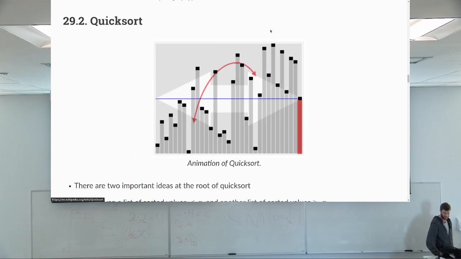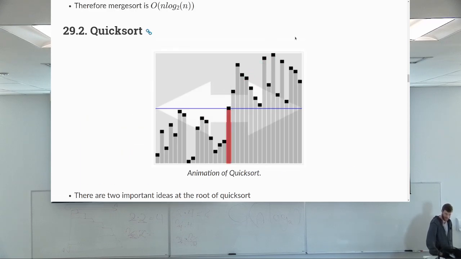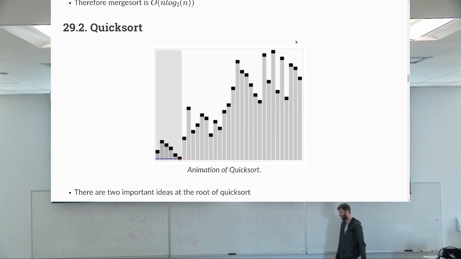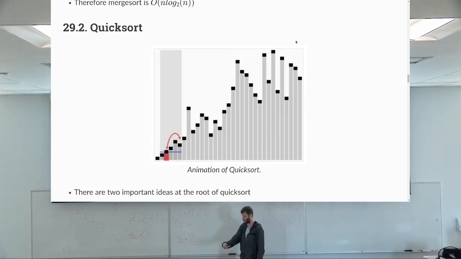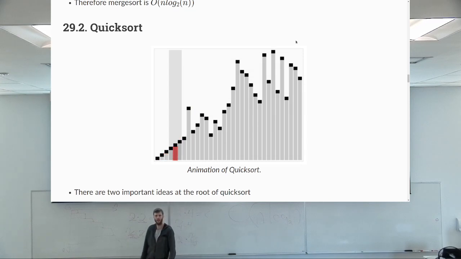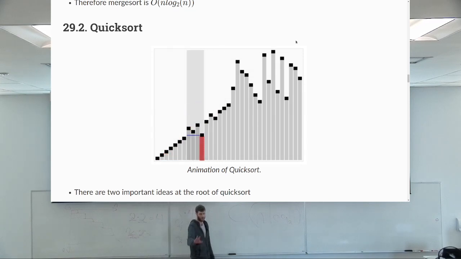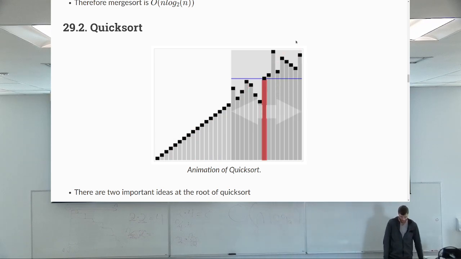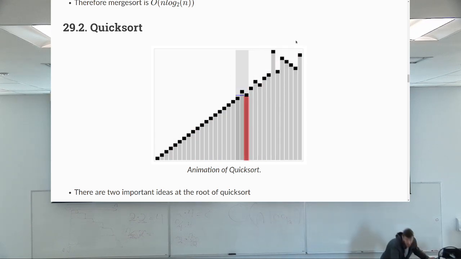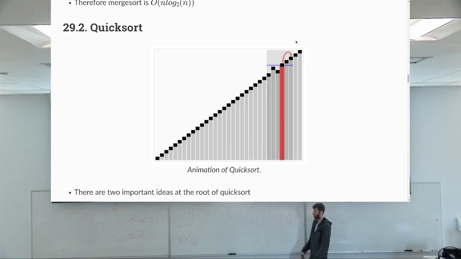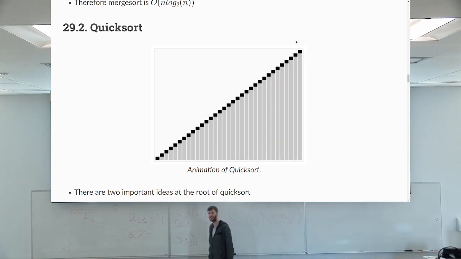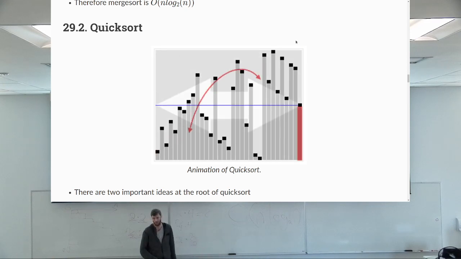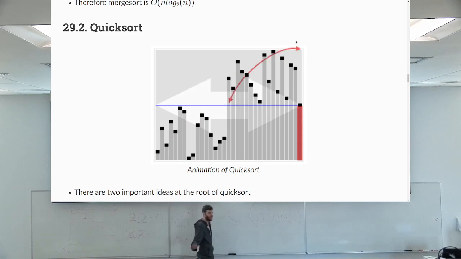Now, quicksort. Quicksort is another one that could be really good. But unlike merge sort, quicksort could suck. The idea behind quicksort, there's 2.5 ideas behind quicksort. The first 1.5 is a list or a collection of size 1 or 0 is sorted. We've already agreed on this with merge sort. Okay?